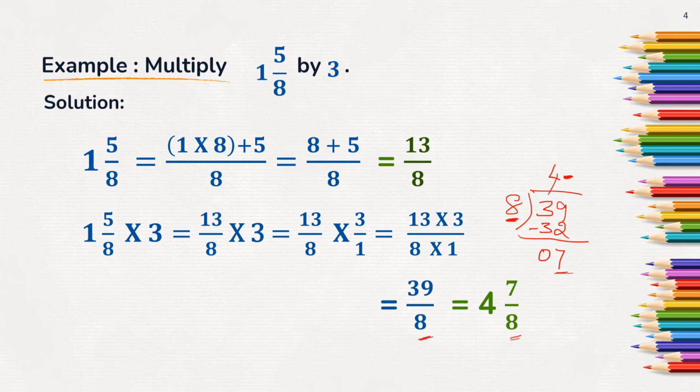Improper fraction means when the numerator is greater than the denominator, it is called an improper fraction, and whenever you get the answer in an improper fraction, it has to be converted into a mixed fraction.